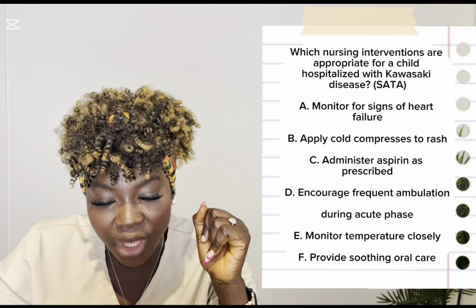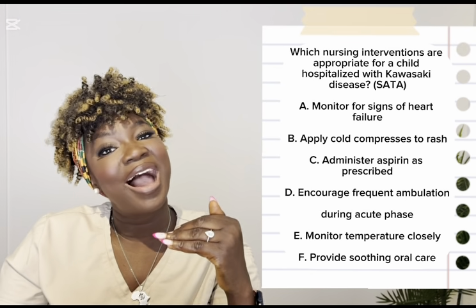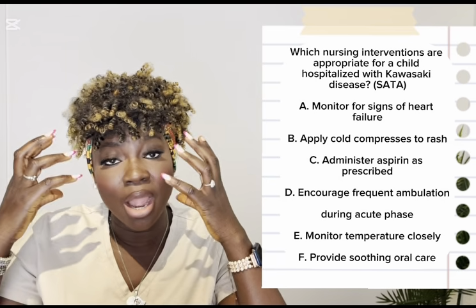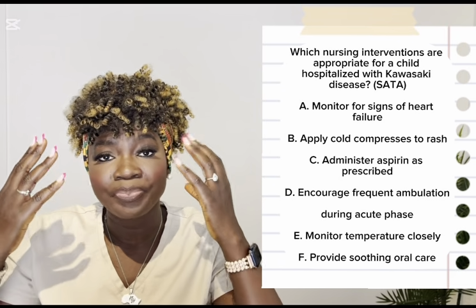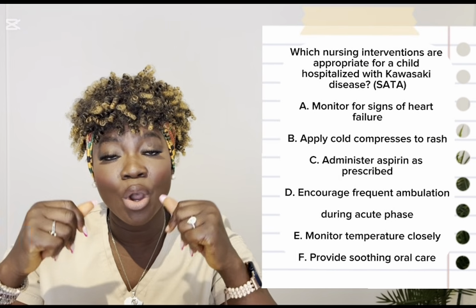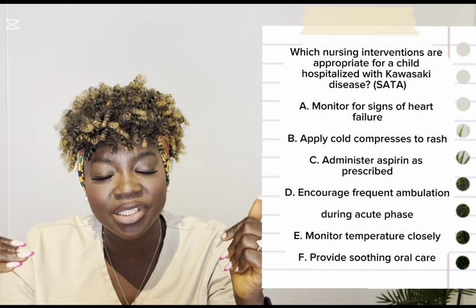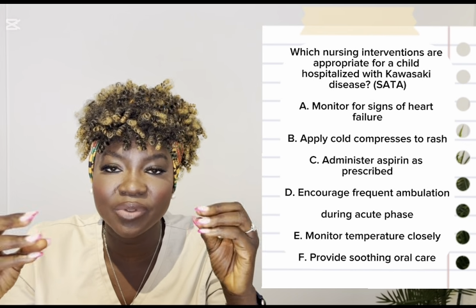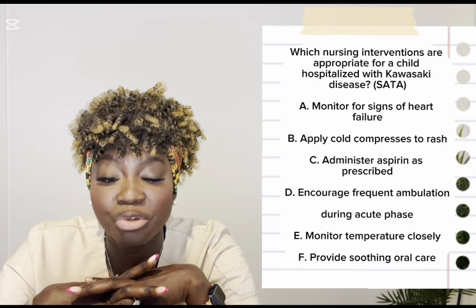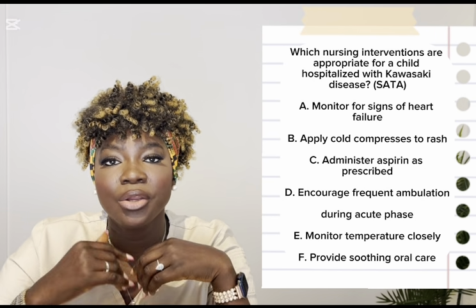And D, encourage frequent ambulation during acute phase. The child has a high-grade fever in the acute phase, and they are experiencing all the signs and symptoms: strawberry tongue, pale skin, redness on the palms and the soles of the feet. You have to reduce activities, right? You have to limit activities during this phase. So do not encourage frequent ambulation. The word is frequent. You have to limit activities during this phase.